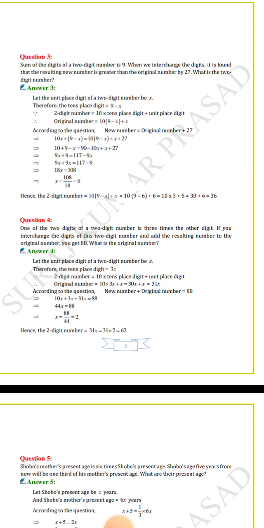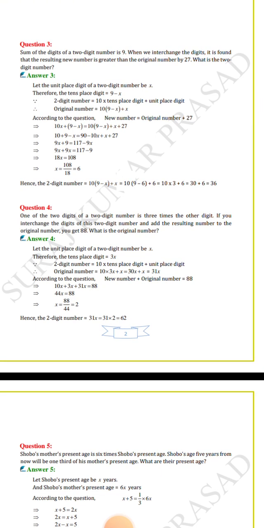One of the digits of a two-digit number is 3 times the other digit. If you interchange the digits of the two-digit number and add the resulting number to the original number, you get 88. What is the original number? Let the unit place digit of the two-digit number be x. Therefore, the tens place digit is 3x.